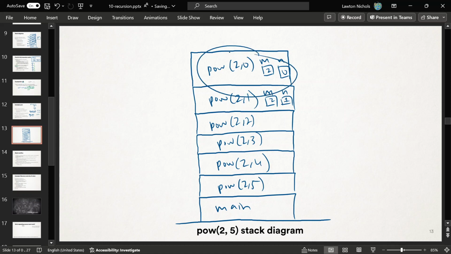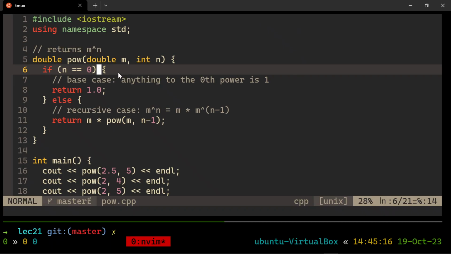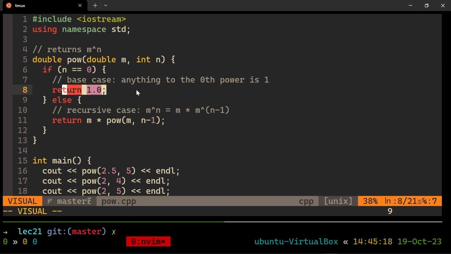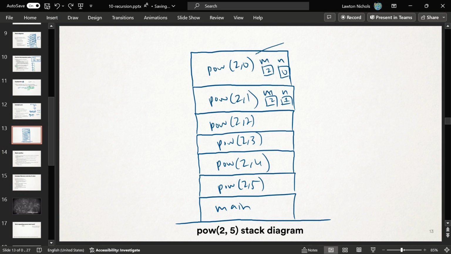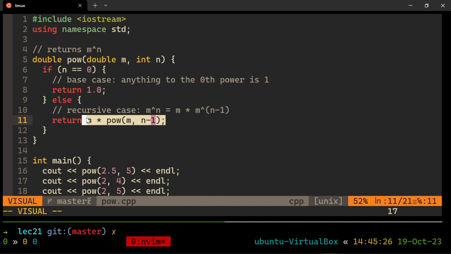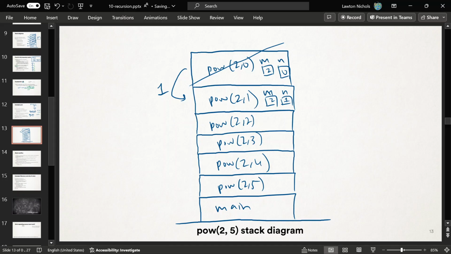And then pow 2, 0 notices, oh yeah, my n is 0. That's my base case. Return 1. I will return 1 to whoever called me. I did my job. So now we're back in pow 2, 1, which was waiting right here on pow 2, 0. It got the answer 1 back. It can multiply its 2 by that 1 and give back its final answer. It's ready. It knows what to give back, and gives back a 2, which is correctly 2 to the 1st power.